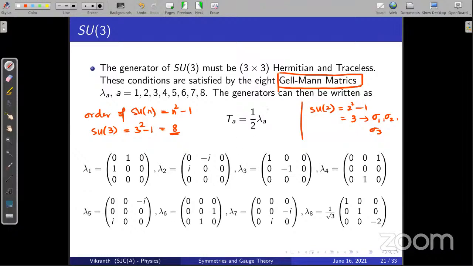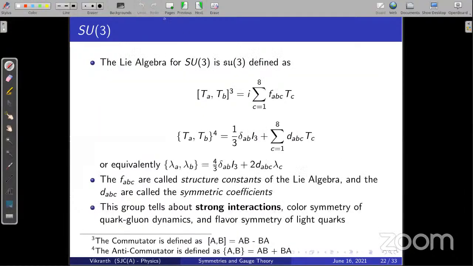Now, before going further, I'd like to mention that these 8 matrices correspond to the 8 gluons. It's a big leap, I do understand that. But these 8 matrices are the reason why you have 8 gluons in your standard model. All right. Let's just go through all of this.